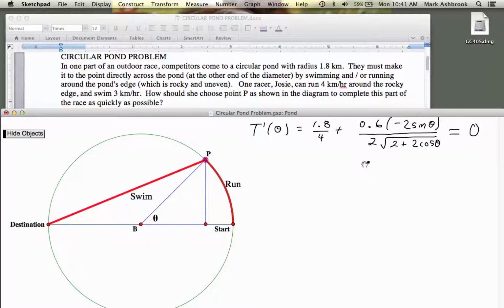Okay, the first thing I want to do is take 2 over 2, which is 1, so those go away. And now I'm going to move this over to this side, setting these fractions equal. I'm going to add this resulting fraction to both sides. And so what I'll get is 0.6 sine theta over the square root of 2 plus 2 cosine theta, and that's going to be equal to 1.8 over 4.